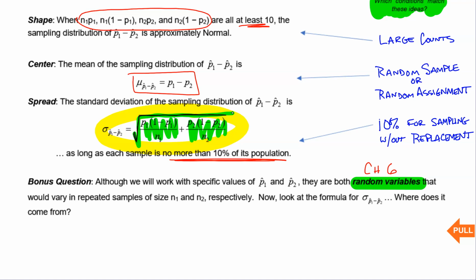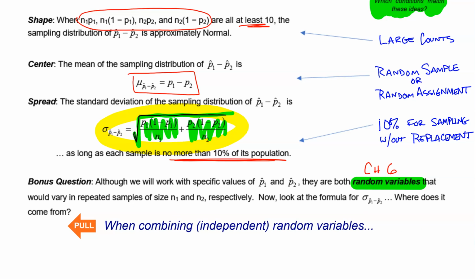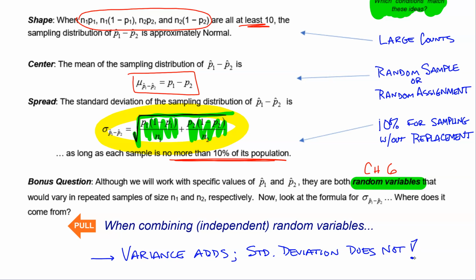Okay, this should remind you of something back from the random variable chapter, and that is the following. When combining independent random variables, variance adds, standard deviation does not. So even though the sampling distribution is P1 hat minus P2 hat, even though our combination here is subtraction, we are adding variance, and then by taking the square root, after we add those two quantities, we end up with standard deviation.